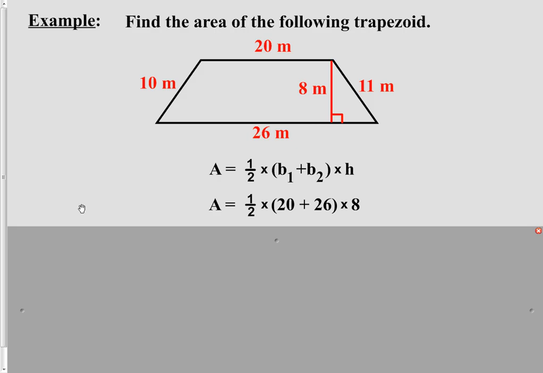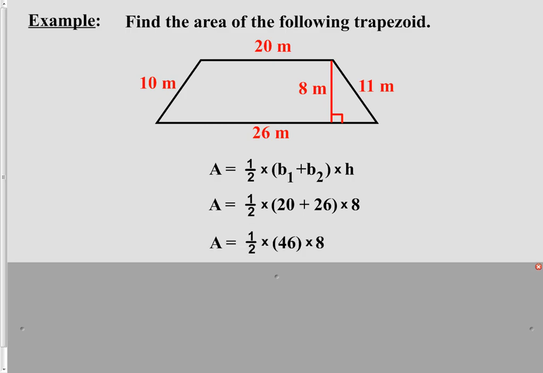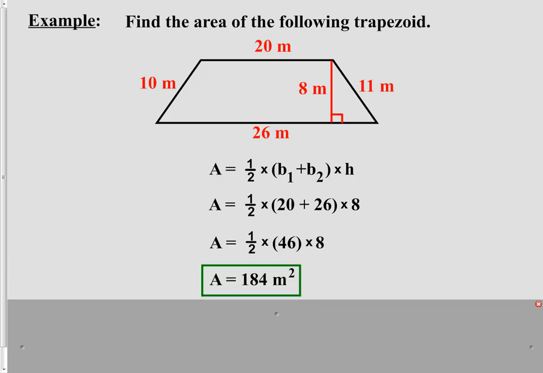So 20 plus 26 would be 46. Now it is a tie for order of operations. It is all multiplication going across there. So 46 times 8, I believe that is 368, and half of that would be 184. The units of measure are meters, so 184 square meters.